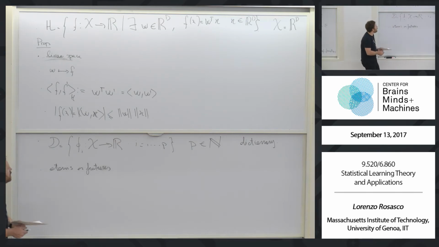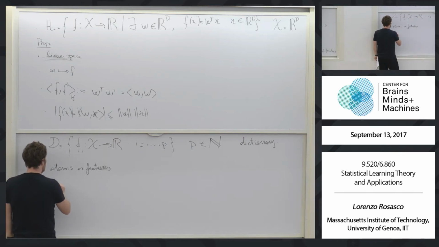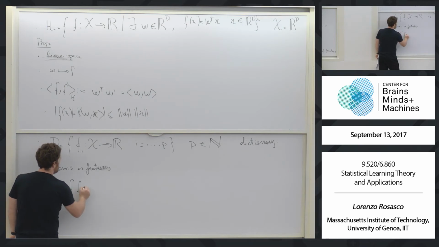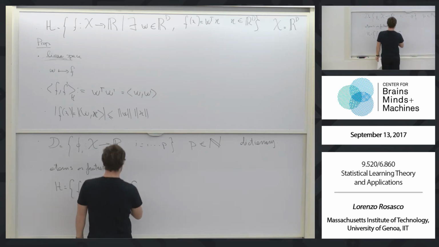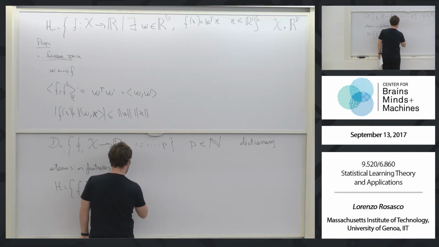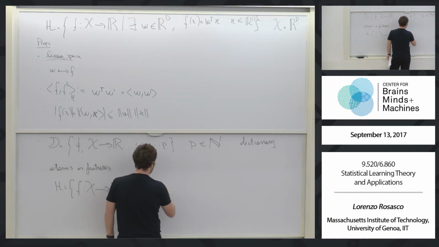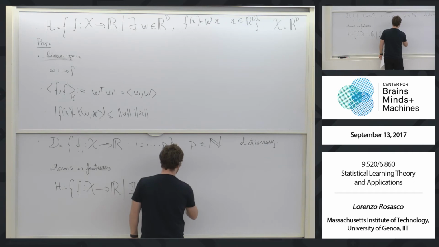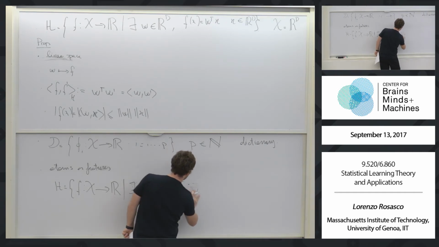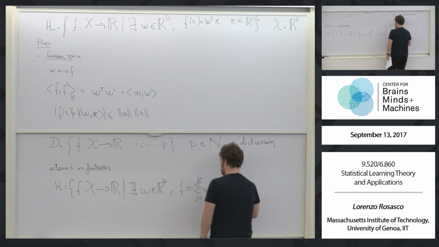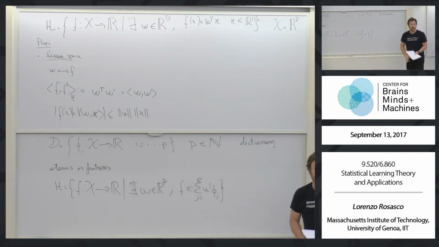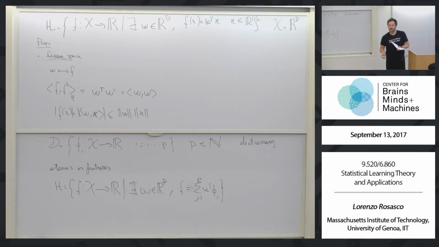What is the idea? The idea now is that we want to build the space of functions H, the space of functions from x to R, such that there exists w in R^p with f of x equal to the sum of w_j phi_j, j from 1 to p. Okay? So linear combinations not of the original features, but of the original coordinates of these features.